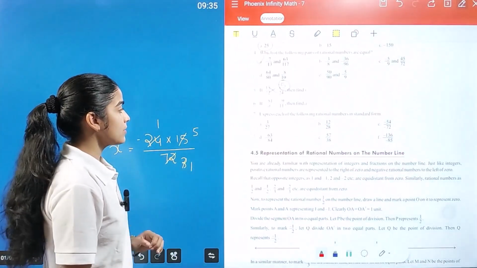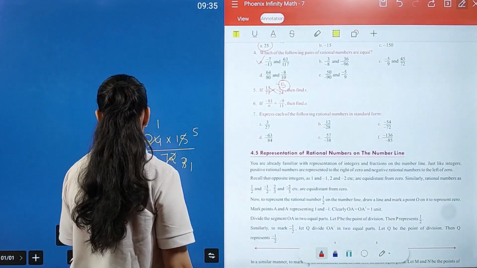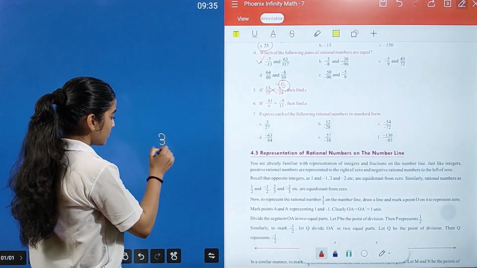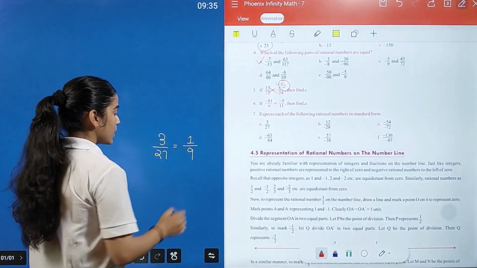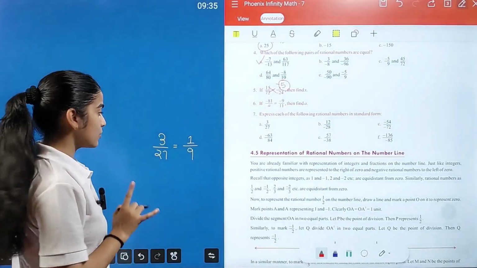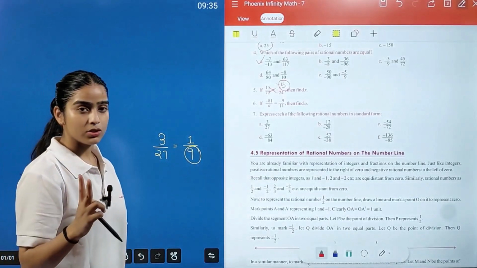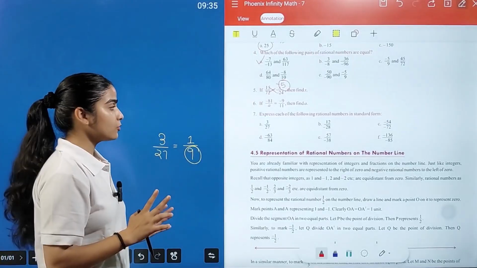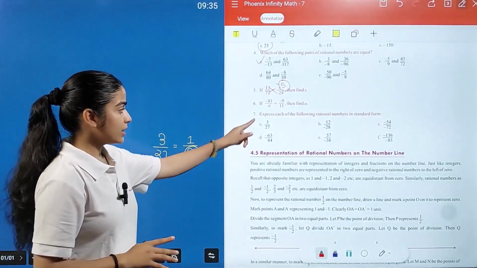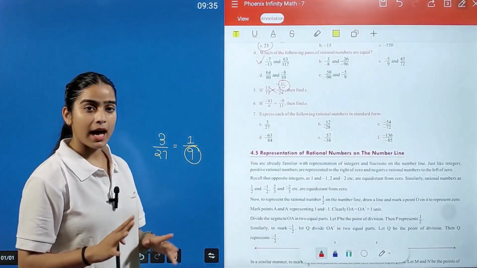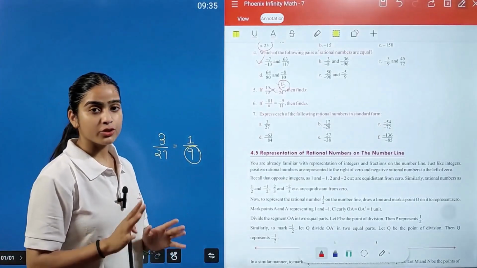Now in question number 7, express each of the following rational numbers in standard form. So first you have to reduce it. 3 by 27 will be your 1 by 9. In this case, in 1 and 9, you have only one common factor, which is 1, and your Q is positive. So you just have to take these two conditions in your mind, and then you have to convert your rational numbers in the standard form. Just make sure that your numerator and denominator will have only one common factor, which is 1, and your Q, your denominator, should be positive.